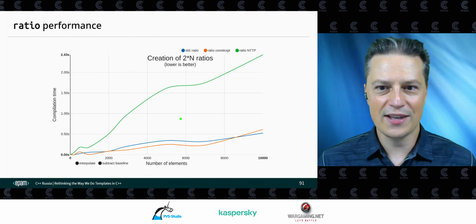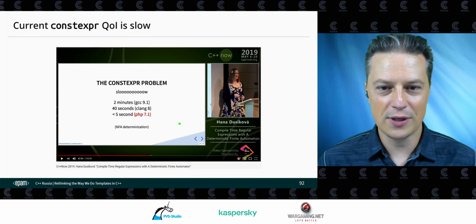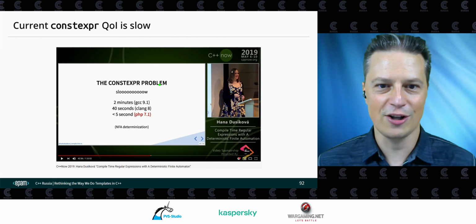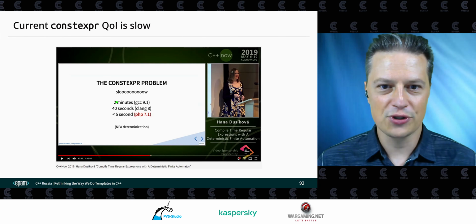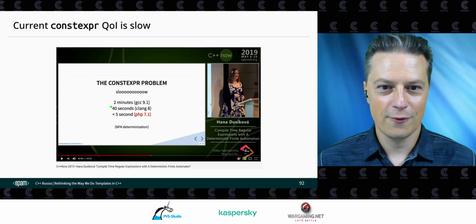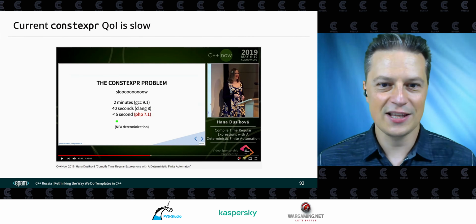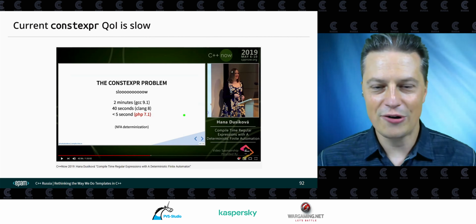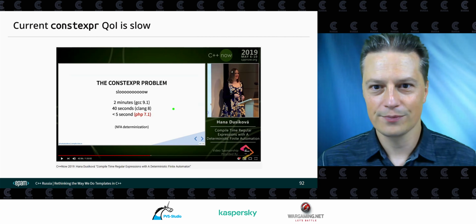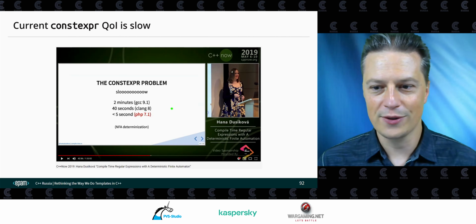And it was raised by Hana at CppNow 2019, saying that constexpr is slow. For her benchmarks, it took 2 minutes for GCC 9, 40 seconds for Clang, and less than 5 seconds for PHP. So our compilers are a really bad interpreter of our code, and there's a lot of area for improvement.